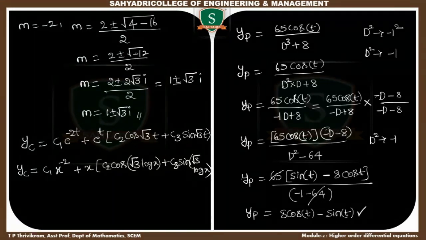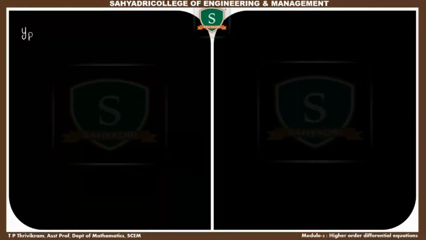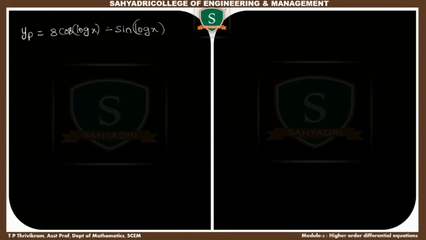Now we have to replace t in the equation. So yp is equal to 8 cos t, that means 8 cos log x minus sin log x. So this is your yp.